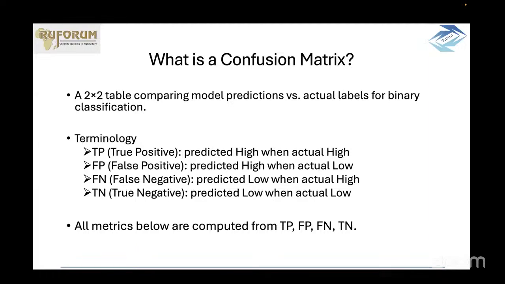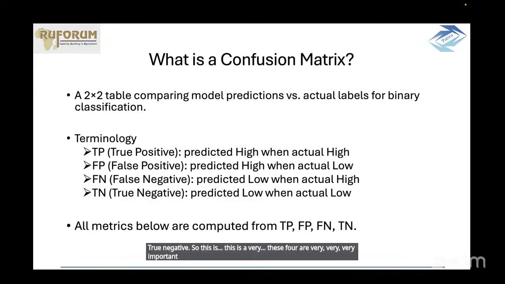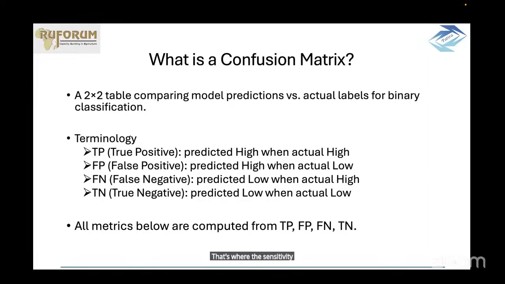When it's high and it's predicted low, that's your false positive. And then when it is low and it's predicted high, that's your false negative. And when it is low and it's predicted as low, that's your true negative. So these four are very, very important matrices that people use in medicine, in agriculture, you name it. That's where the sensitivity and specificity come from, these four, okay?